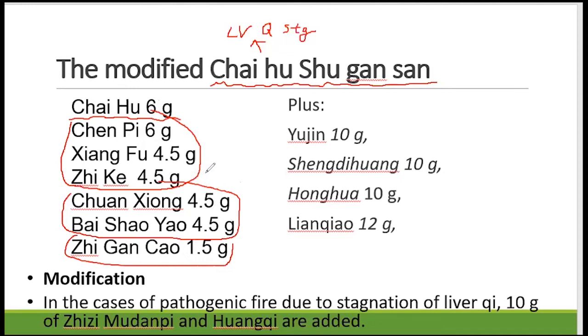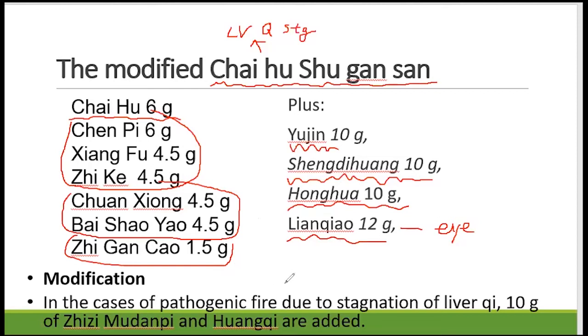And we can add more herbs. Yu Jin clears some heat from the liver. Sheng Di Huang can still clear some heat and also nourishes. And Hong Hua moves blood. Lian Qiao here. Remember, now we treat an eye problem. Lian Qiao is pretty light and clears heat toxins. Lian Qiao can lead other herbs upward to the eyes. So that's why we add Lian Qiao here. Like we talked about orifice problems, always combine external reasons and internal reasons. So that's how we modified Chai Hu Shu Gan San here.